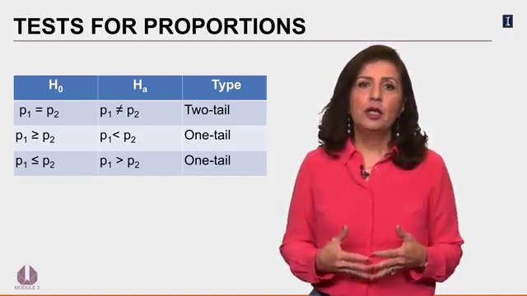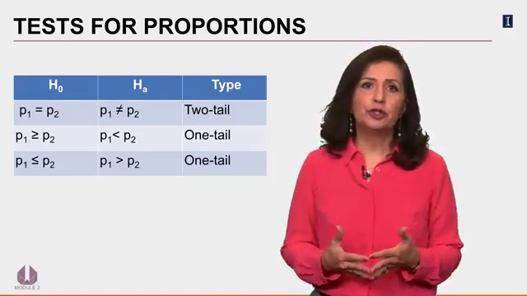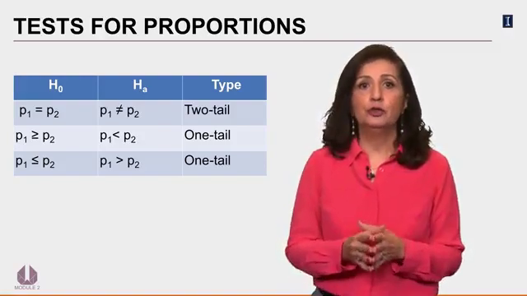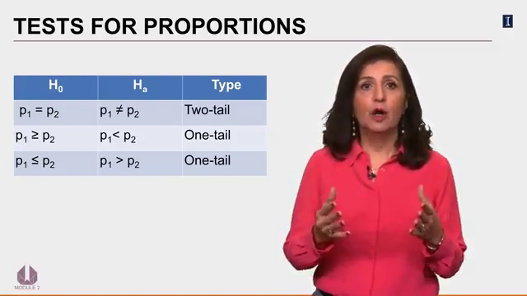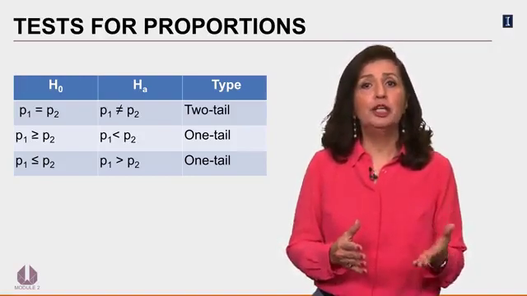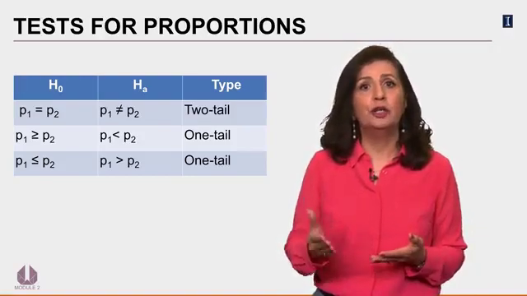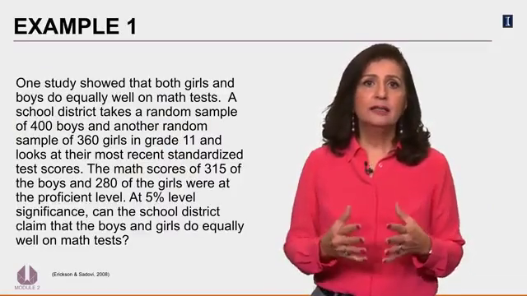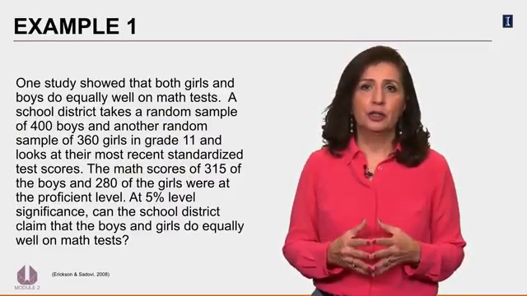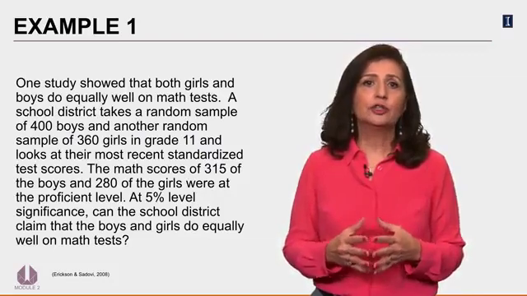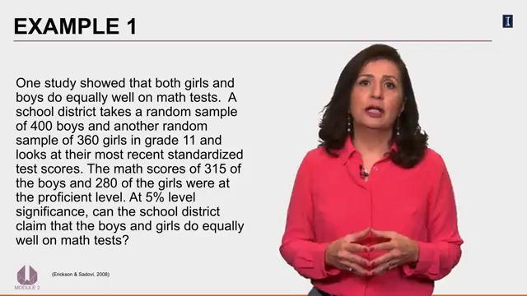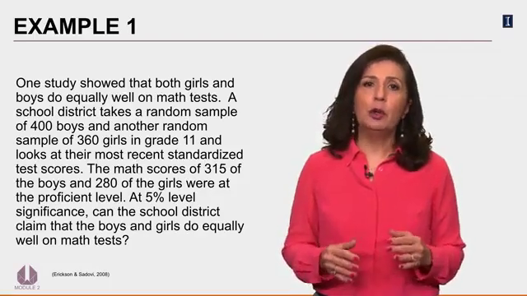As before, we can be testing for two proportions being the same as opposed to being different, which would be a two-tailed test. Or testing for one proportion being equal or greater than the other, or equal or less than the other, which will result in a one-tailed test. Consider this very common concern. Can and do girls do as well as boys in math? One study showed that both girls and boys do equally well on math tests.